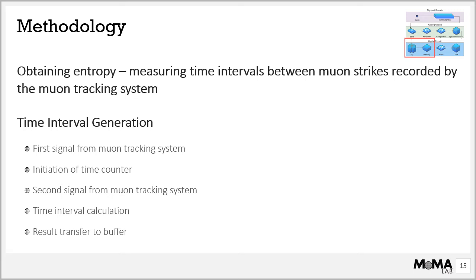It is important to note that the proposed implementation will not produce random values when muons are not detected. So if someone blocks the randomness source, our RNG will not produce any deterministic values. So this process occurs multiple times until enough entropy has been accumulated in the buffer. And once the buffer has sufficient entropy, the values undergo a modification process to remove any biases.